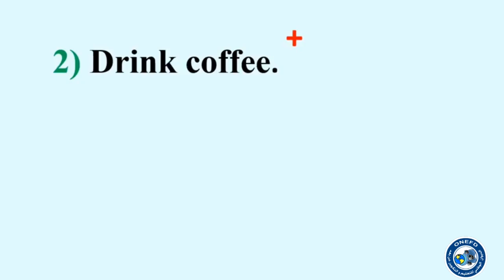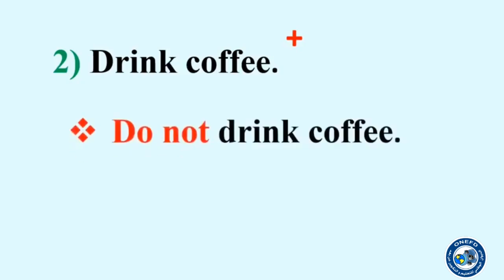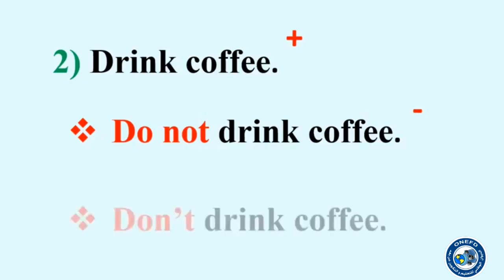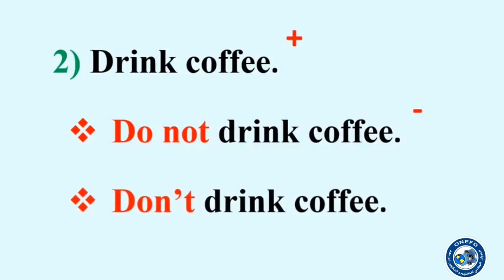So when we change it into the negative form, we say, do not drink coffee. This is the negation form. Also, we can use the expression don't. Don't drink coffee. So, drink coffee. When we change it into the negative, we add the expression do not or don't before the verb.